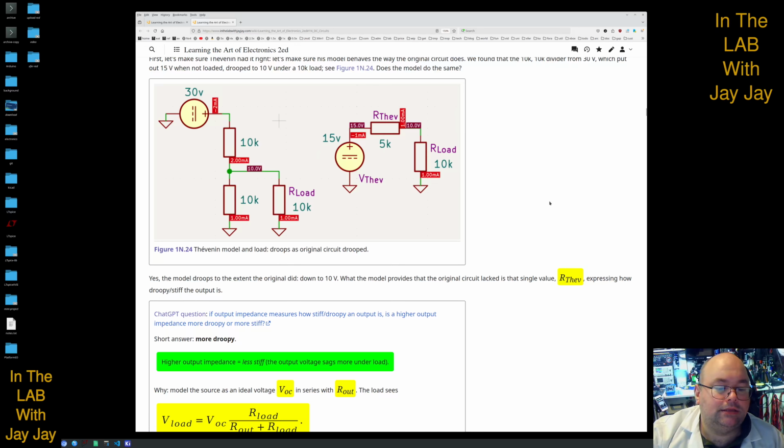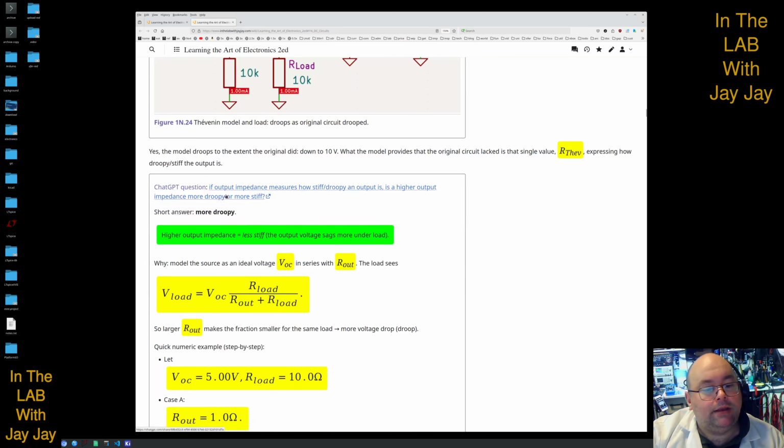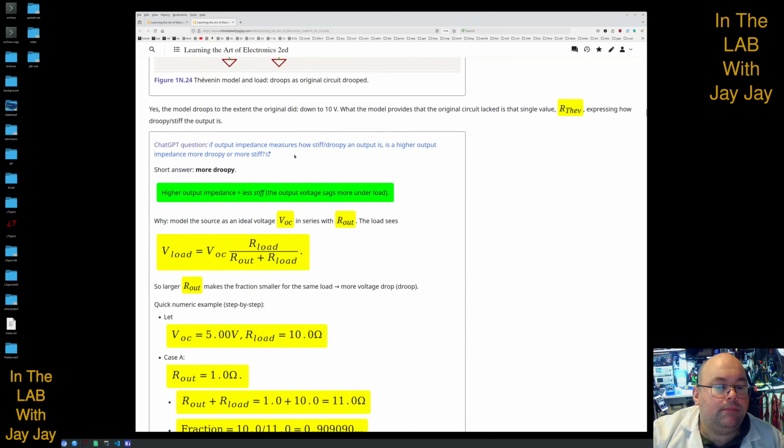droopy/stiff the output is. And I asked ChatGPT the question, if output impedance measures how stiff or droopy an output is, is a higher output impedance more droopy or more stiff? And the answer is it's more droopy. So if the output impedance goes high, the voltage goes droopy. So higher output impedance is less stiff. The output voltage sags more under load.